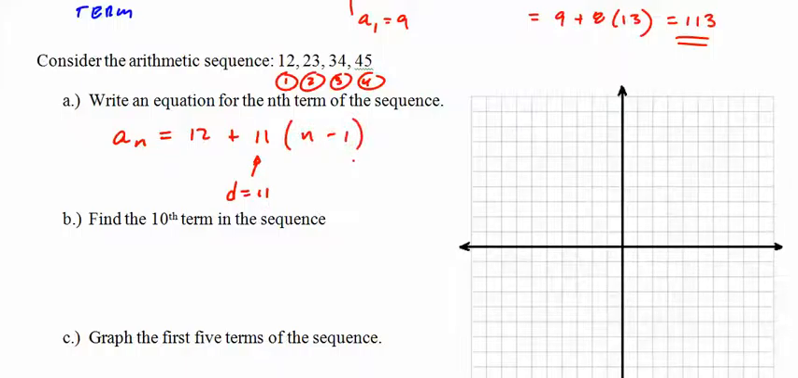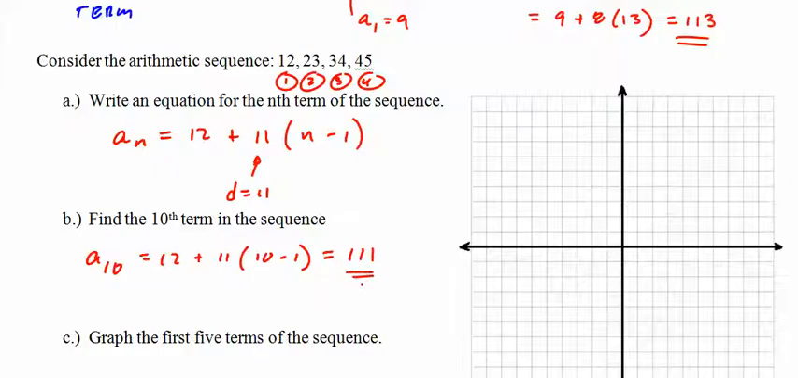You say, well, what n are we using? Read the question. The question says, write an equation for the nth term, so I just did. Find the 10th term, so what's a sub 10? 12 plus 11 times 10 minus 1 equals 99 plus 12, which is 111.